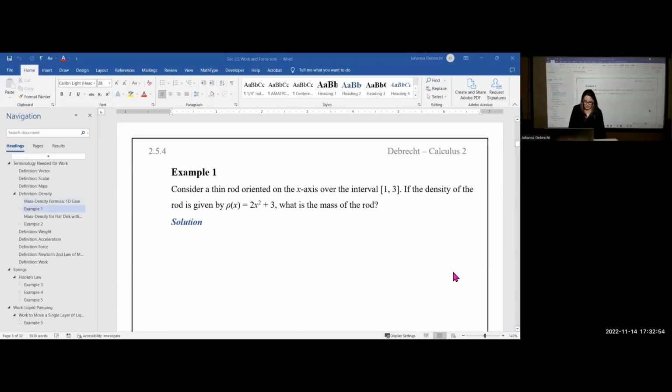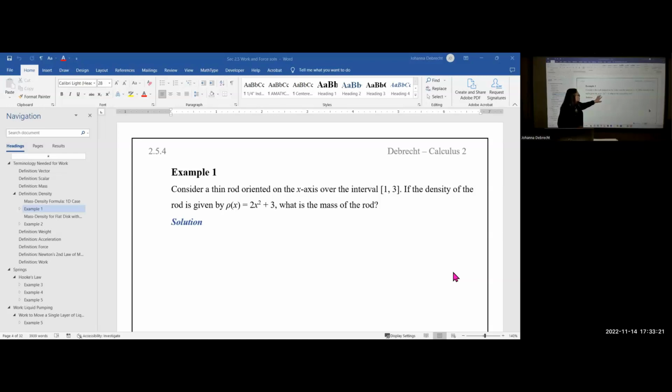So now we want to take a look at our first example. We have example 1. We're looking at a thin rod. It's oriented on the x-axis just to make it easier. And we're interested in the section of the wire between 1 and 3. So I don't know how long the wire is, but I want to know how much mass the section between 1 and 3 has. Can't say how much it weighs, but I can say how much mass it has.